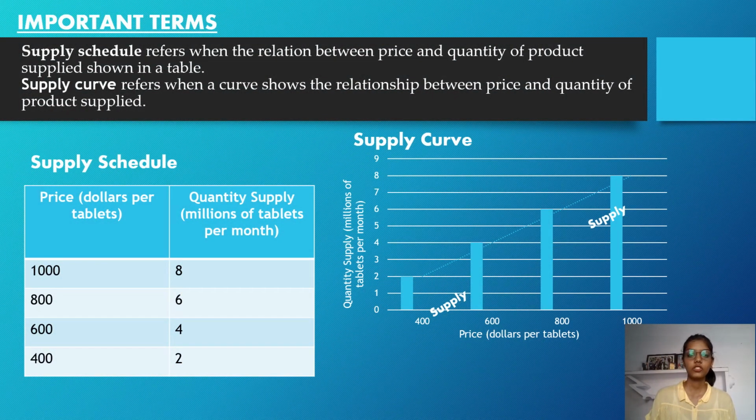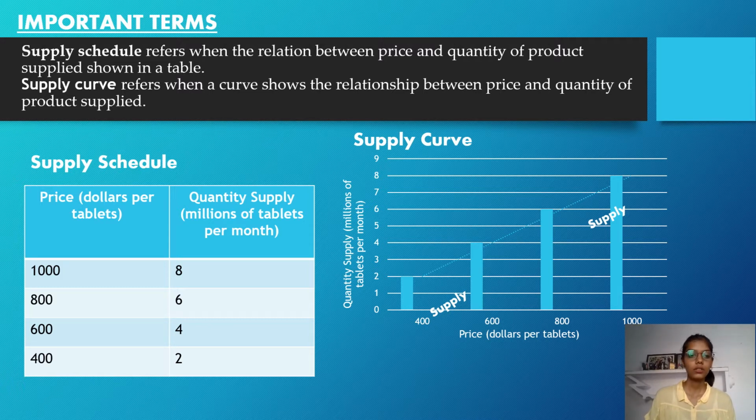There are terms which define supply. Supply schedule refers to the relationship between price and quantity of a product shown in a table. On the other hand, supply curve refers to a curve that shows the relationship between price and quantity supplied of any product. In a given table, as price goes down, the quantity supplied also goes down.